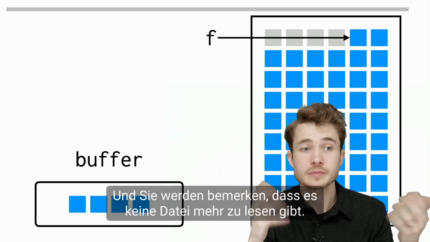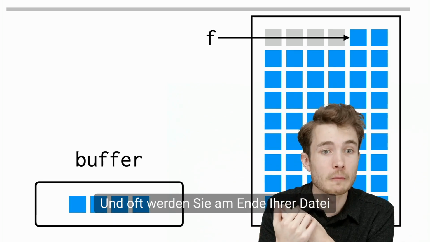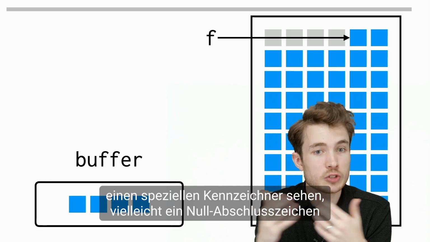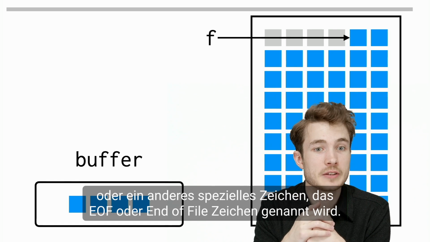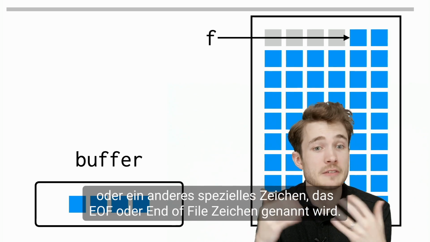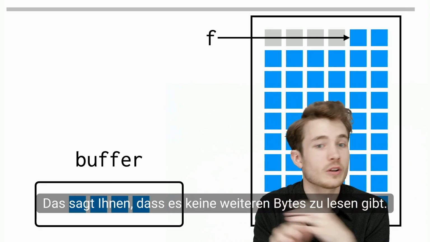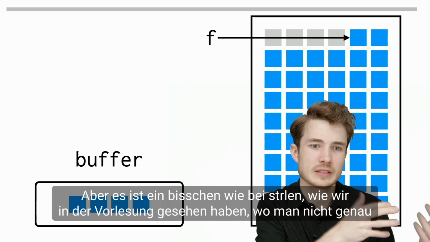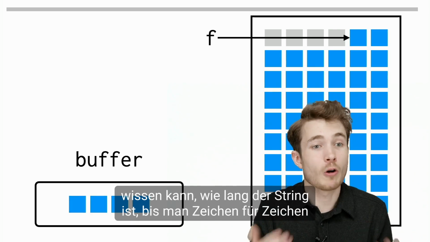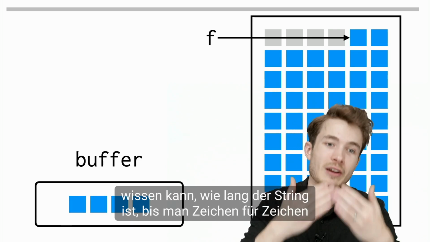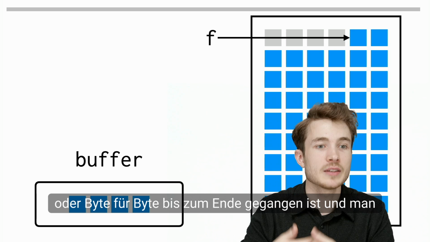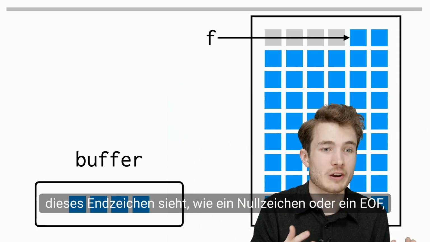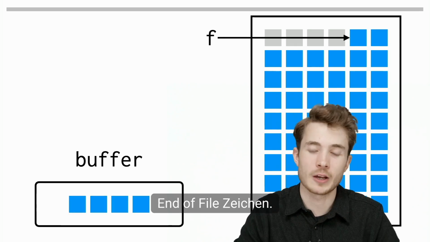And so often at the end of your file, you'll see a special signifier, maybe a null terminating character, or some other kind of special character called an EOF, or end of file character, that tells you there are no more bytes to read. But it's a bit like strlen, as we saw a bit in lecture, where you can't quite know how long the string is until you go character by character, or byte by byte, to the very end of it. And you see that ending character, like a null character or an EOF, end of file character.